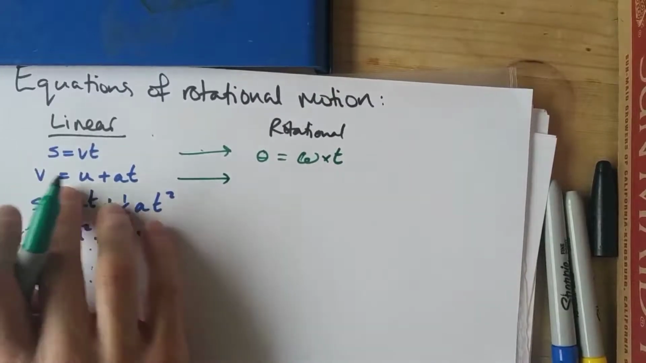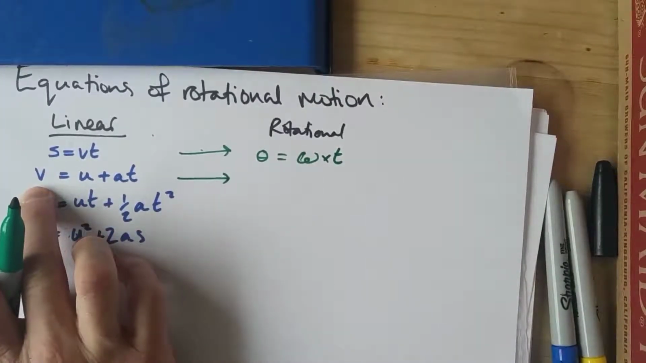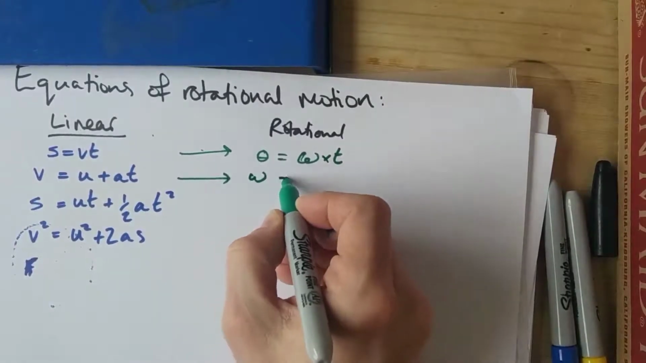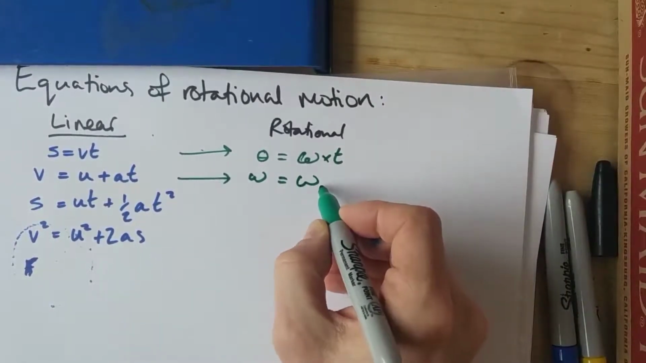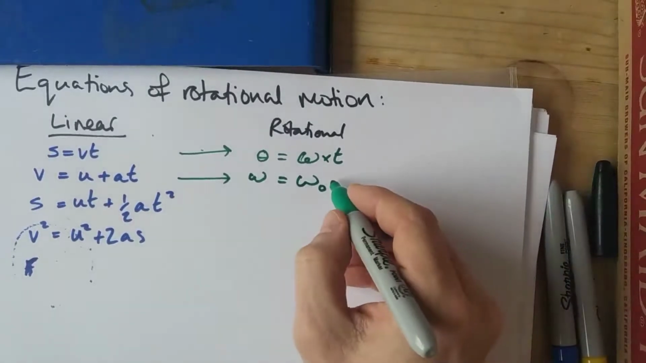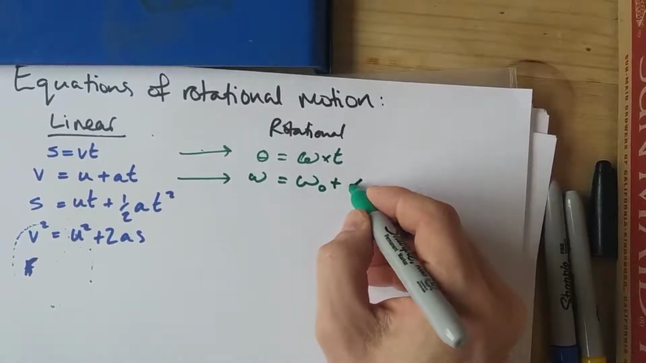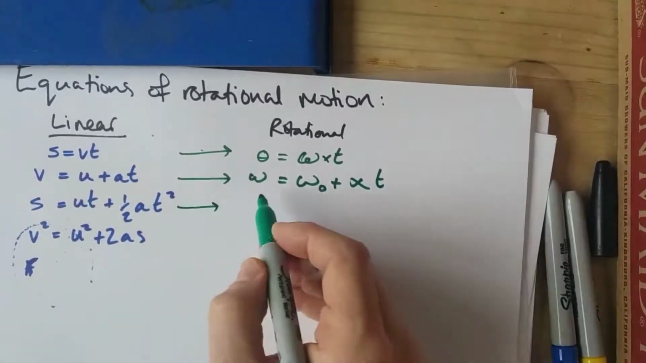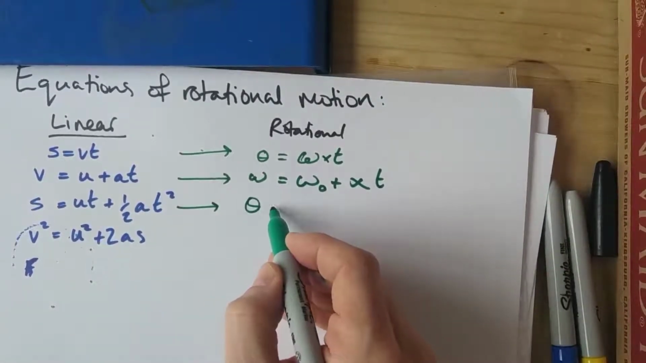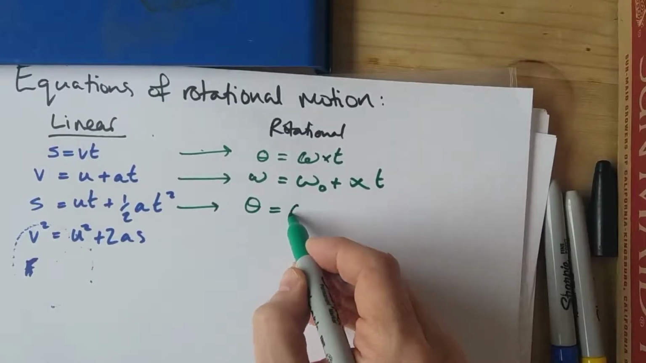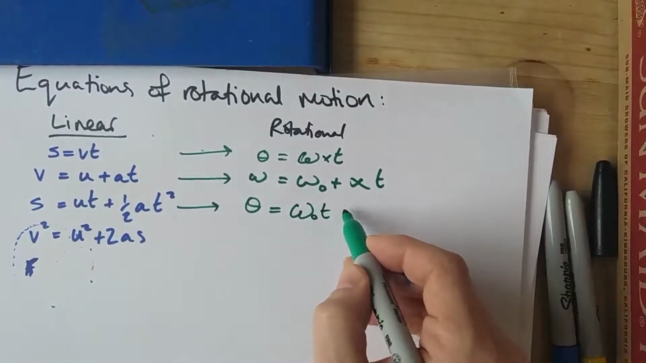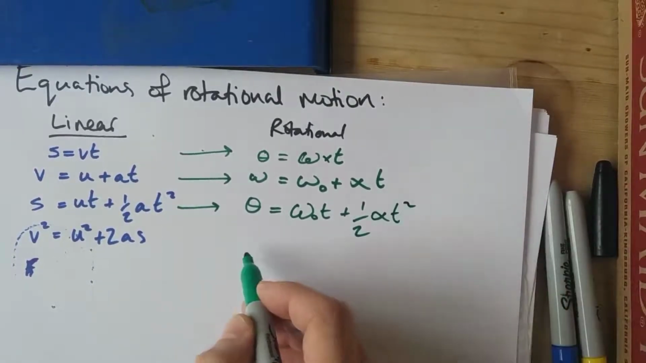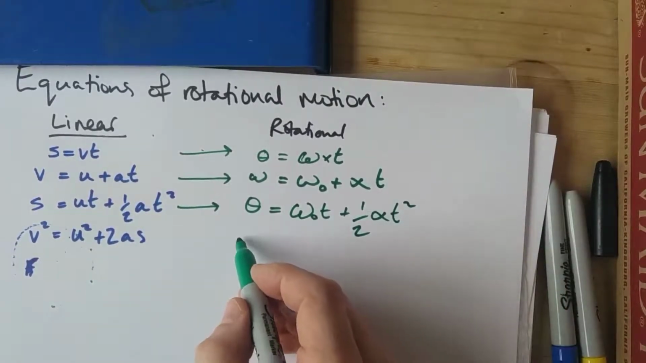This equation, I can just replace again each one with its corresponding analogue. So velocity becomes angular velocity, initial velocity becomes initial angular velocity, acceleration becomes angular acceleration, and t stays t. Okay, we can just do the same. So we're going to get a set of equations that are basically exact analogues of the linear equations, just using our new rotational values instead.